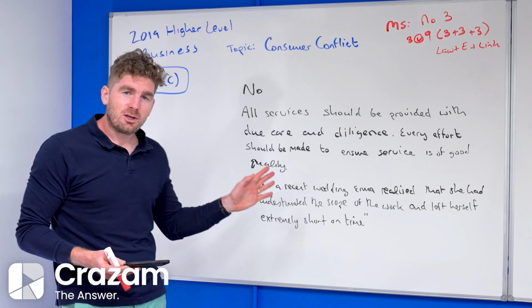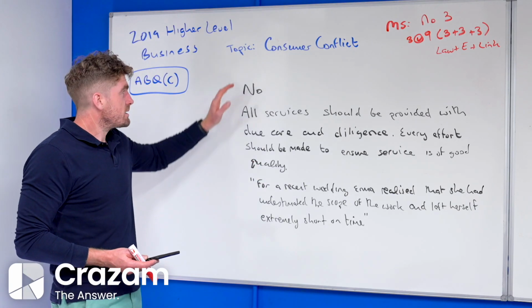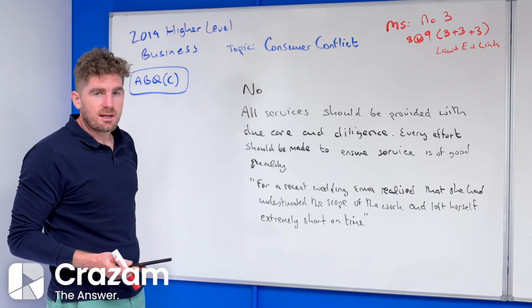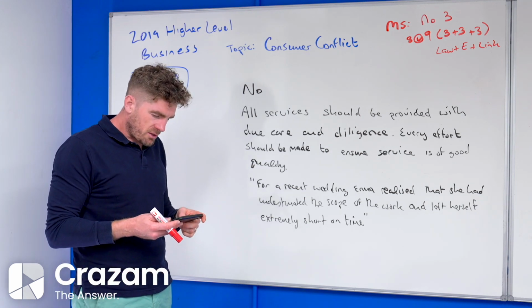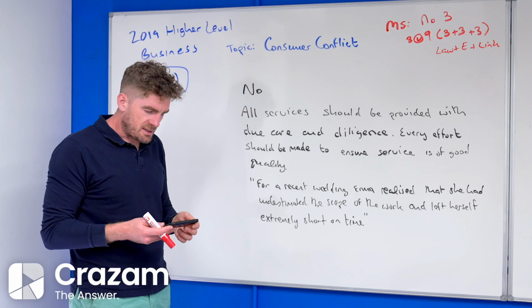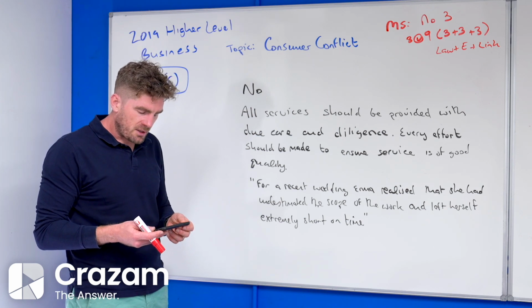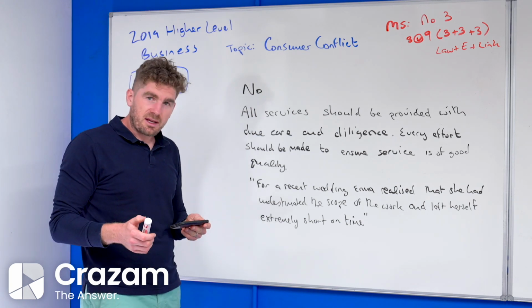We're currently doing the ABQ here today, and it's part C. So this is around consumer conflict, so like chapter 2 in the notes. And the question was, do you think Oakfield Lodge, as a service provider, has complied with the terms of the Sale of Goods and Supply of Services Act 1980? So there's a question mark in there, and this is very important here.